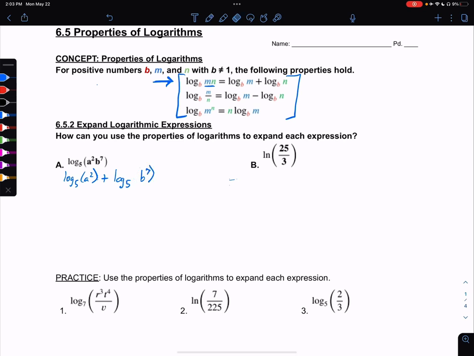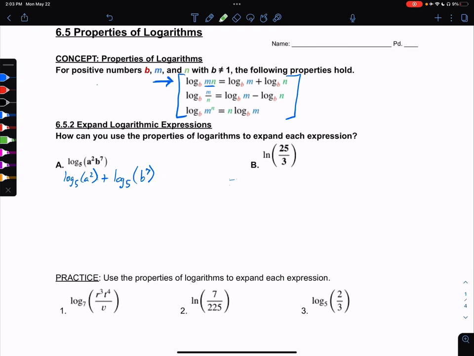All right, so that's that first property. That's the product property. So the product property, again, tells you that if you're multiplying two variables in this case, or even two numbers, but we're looking at a and b, you can separate them into two separate logs using addition. Now we don't want our answer to have exponents here.